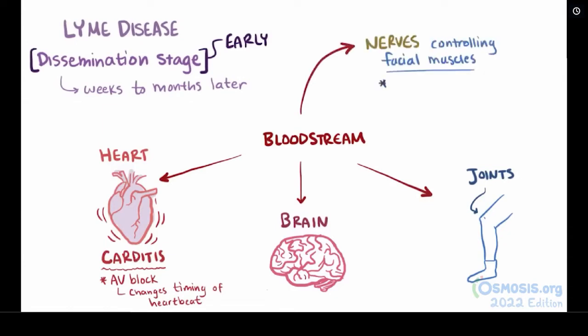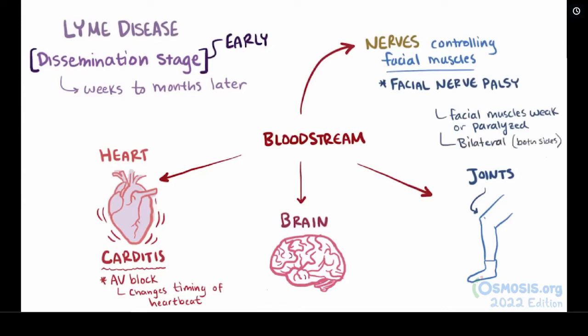Lyme disease is also known to cause swelling around the nerves that control the facial muscles, essentially pinching the nerve and causing facial nerve palsy, where facial muscles become weak or even paralyzed, which can make it hard to smile or close the eye. With Lyme disease, this condition is often bilateral, meaning it happens on both sides of the face.